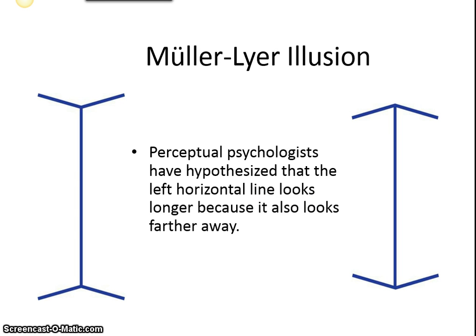Here's another illusion. Perceptual psychologists have hypothesized that the left horizontal line looks longer. Most of us, when looking at these two lines, would say that the left line is longer than the right line, and the reason why is because it looks further away.